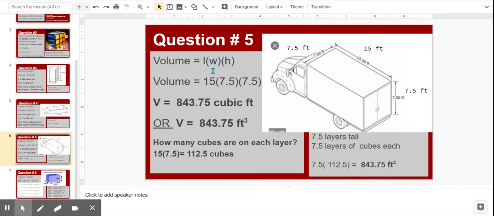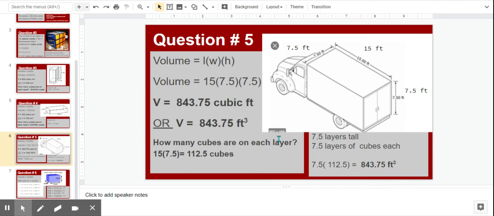The length times the width is really how many cubes in one layer. And when you multiply by the height, that's telling you how many layers tall, how many of those layers you need to fill that entire object. And 843.75 feet cubed is the volume of this truck.